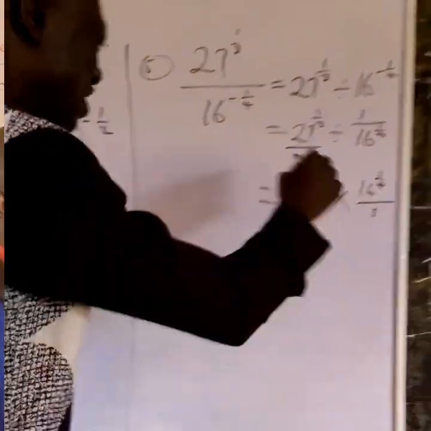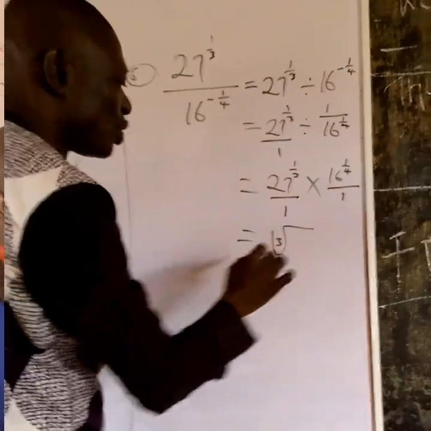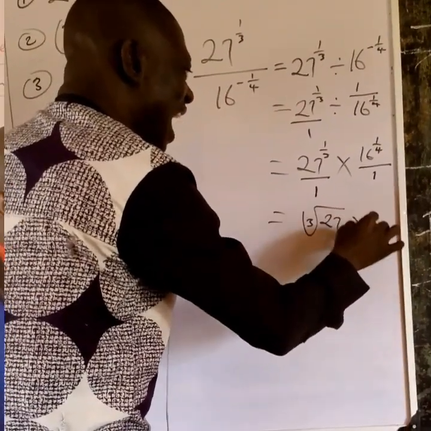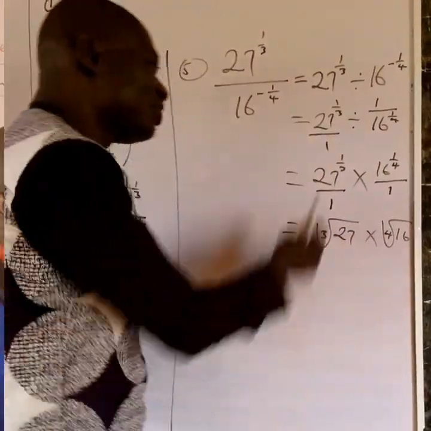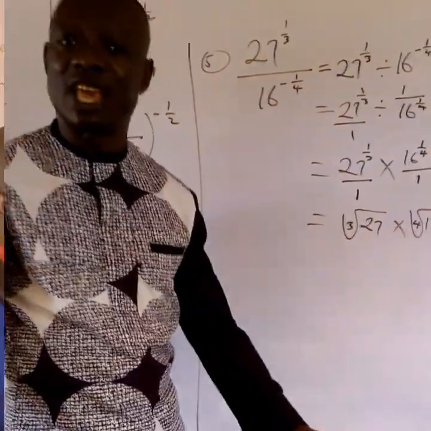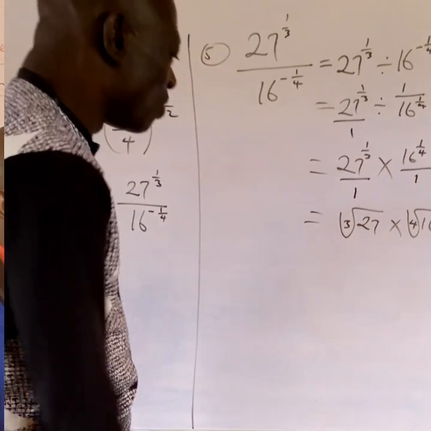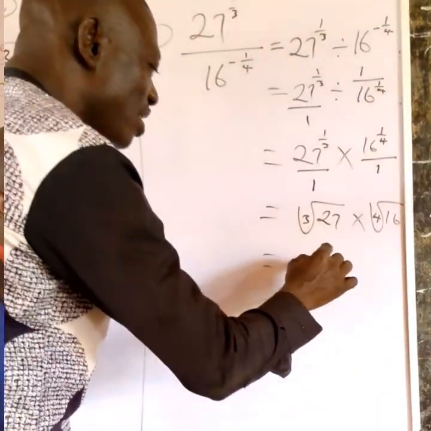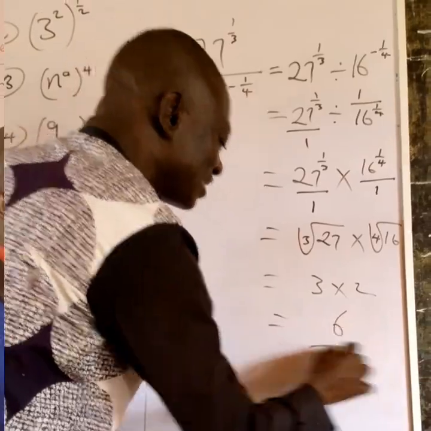Alright, so this is going to give us now cube root because of 3, cube root of 27 times 4th root of 16. Writing over 1 will not make any difference again, because every whole number can be written as over 1. And so, our answer here is going to be 3 times 2, giving us last answer as 6.